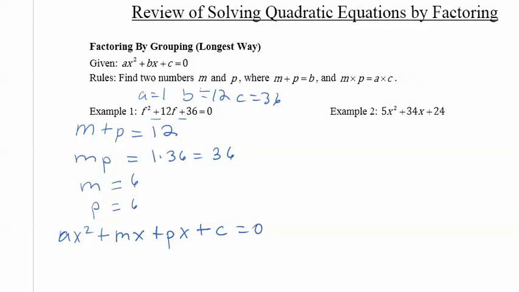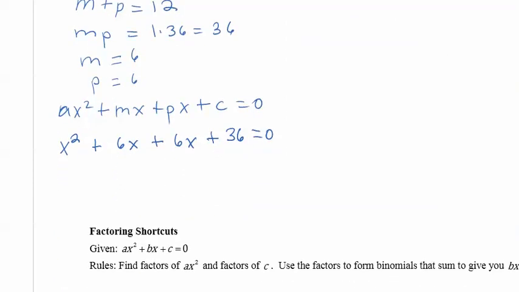So now let's rewrite it, putting in our new coefficients. Our coefficient of a is the same, so 1x squared, plus 6x, plus 6x, which was my px, plus c, and c stays the same, which is 36, and that's equal to 0. Okay, so now I'm going to group. I need to group my terms together.